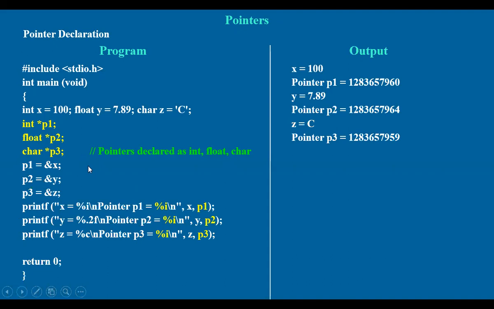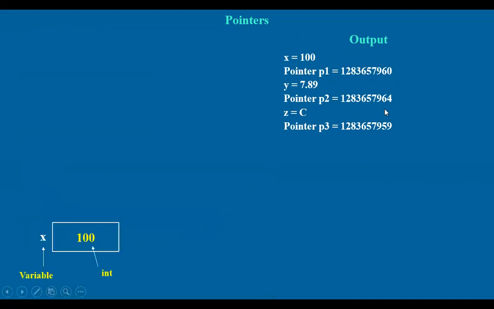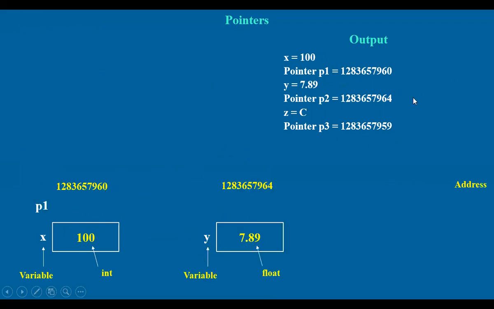Because earlier we declared these pointers as integers, and now we have declared them as integer, float, and character, will it affect them in some way? Let us see. Here I have taken the same output. This is the same X value and its address, 60. This is P1. Y is at 64. This is P2. Z is 59, the same address. This is P3.